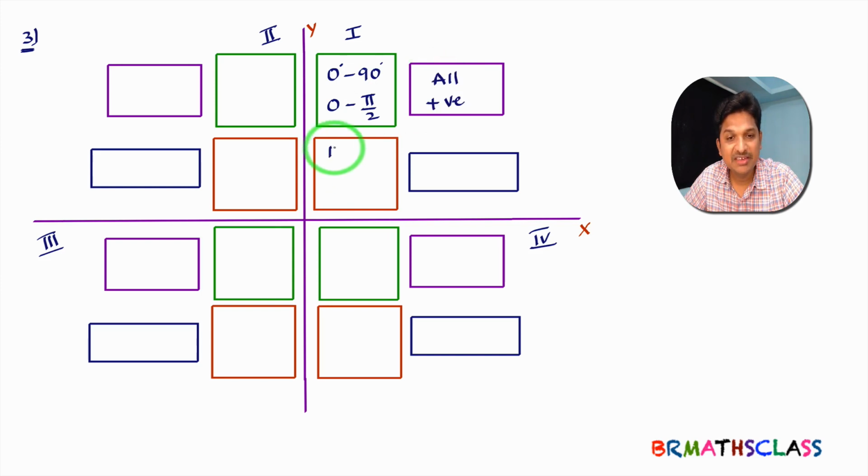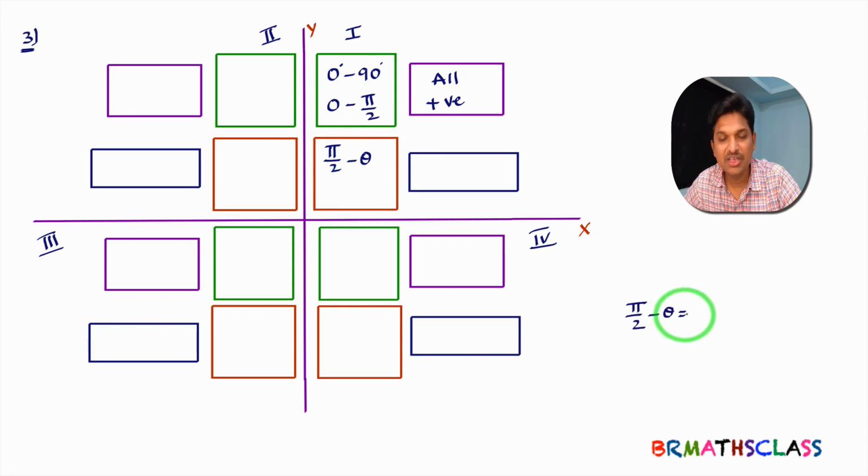Pi by 2 minus theta lies in which quadrant? What is theta here? Theta is an acute angle, meaning an angle between 0 to 90 degrees. Pi by 2 minus theta lies in the first quadrant. If theta is any acute angle, I will take pi by 3. Pi by 3 means 60 degrees. 90 degrees minus 60 degrees is 30 degrees, that is pi by 6. 30 degrees lies in the first quadrant only. So pi by 2 minus theta lies in the first quadrant. Now a few more points are there. I will discuss those things.